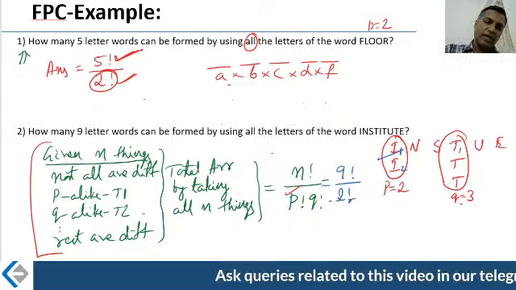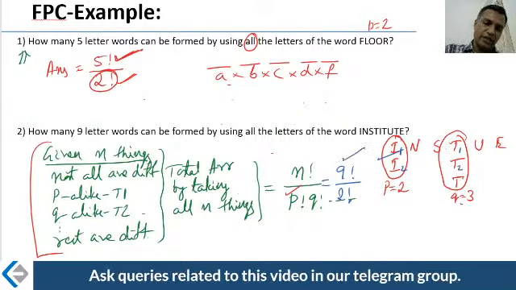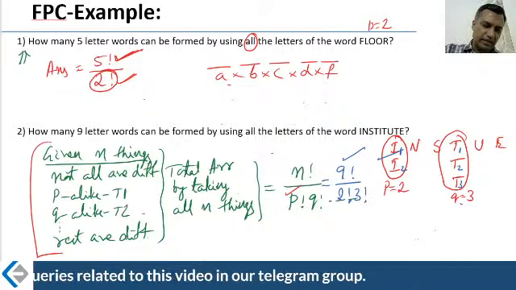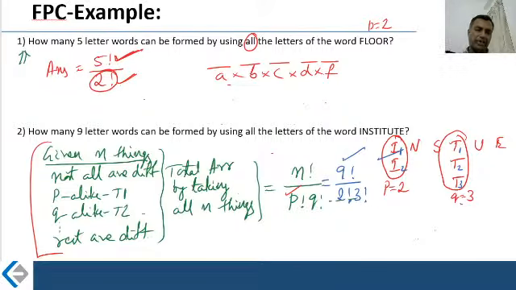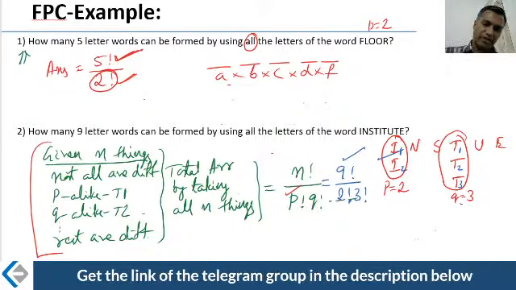In your mind, while counting 9 factorial, you took it as T1, T2, T3. But there is nothing called T1, T2, T3. T is a T. Therefore, I'll divide this by 3 factorial, which becomes my answer: 9 factorial by 2 factorial, 3 factorial would be the answer.